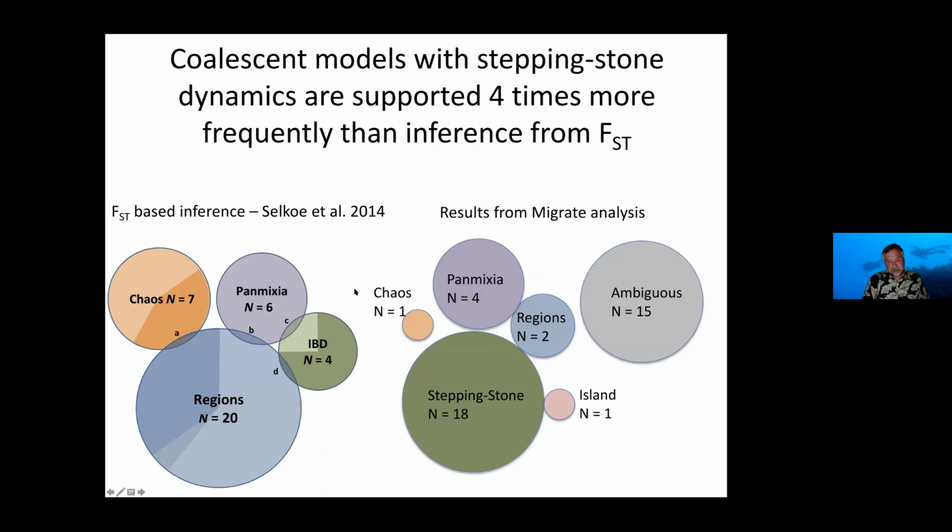And if we contrast my results to those of Kim, I actually found the model that meets our a priori expectations about these species much better than using a traditional FST inference does. So 18 of them were stepping stone, 4 were panmixia, the hypothesis of panmixia was best. However, 15 of them gave us an ambiguous result. I would argue, though, that it's better to have an honest, ambiguous result than to try to shoehorn it into one of several models.